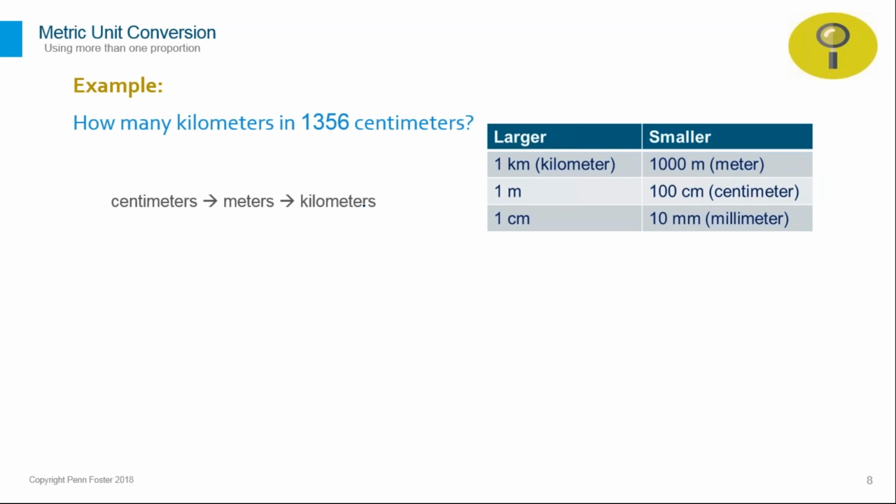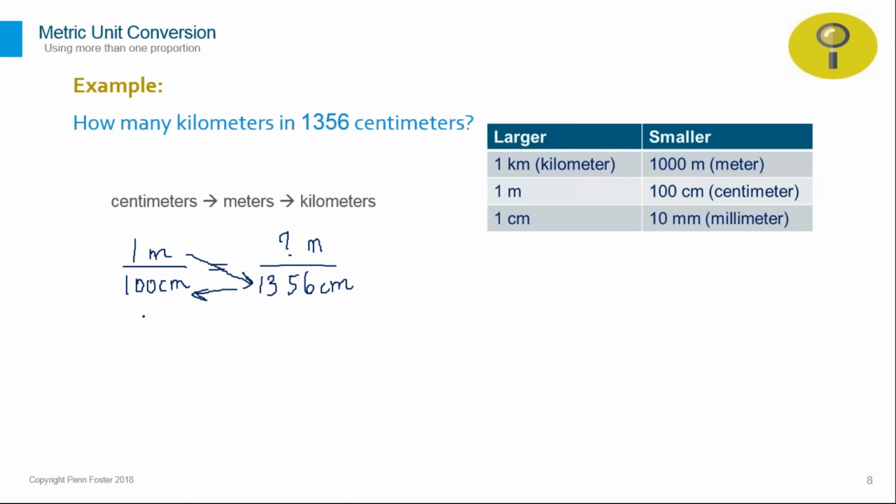The same thing, two proportions. The first one, I'm going to change centimeters to meters. So I can say, well, 1 meter, according to the table, is equivalent to 100 centimeters. And I know the question is asking me about the 1,356 centimeters. What would be the equivalency in meters? Cross multiply and divide. 1 times 1,356 is the same number, and then divide over 100.